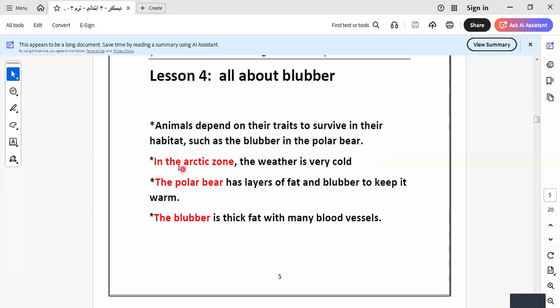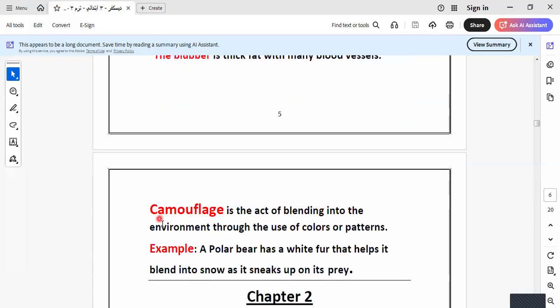from cold weather. Okay, in the Arctic zone, the weather is very cold. The polar bear has layers of fat and blubber on its body. Why? To keep it warm. The blubber is thick fat. So the blubber here is thick fat with many blood vessels.